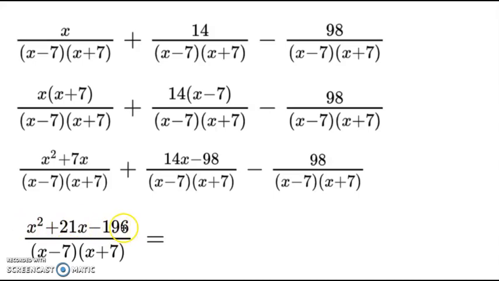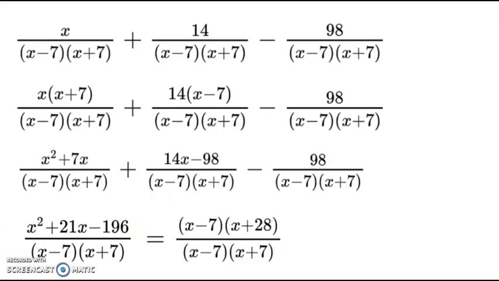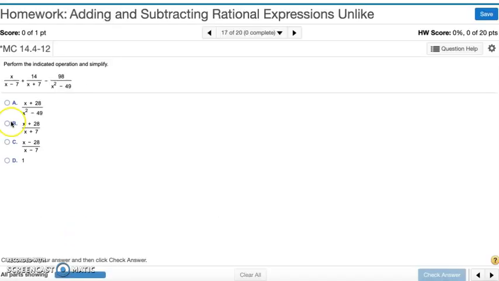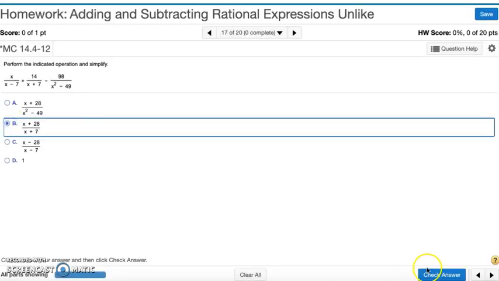Now I can factor that. Two numbers that multiply to negative 196 but add up to 21 are negative 7 and 28. So x minus 7 times x plus 28. Now I have x minus 7 on top and x minus 7 at the bottom. Those reduce to 1. So now my simplified answer will be x plus 28 over x plus 7. So let's type that in. Looking at my choices, it will be B.